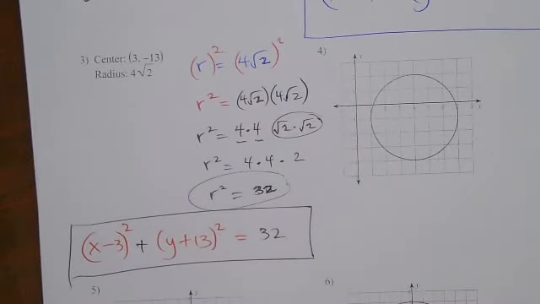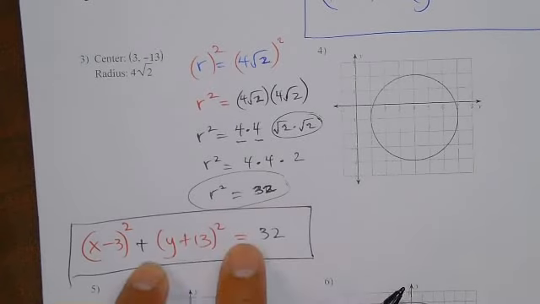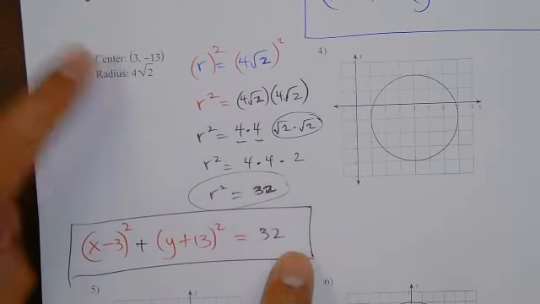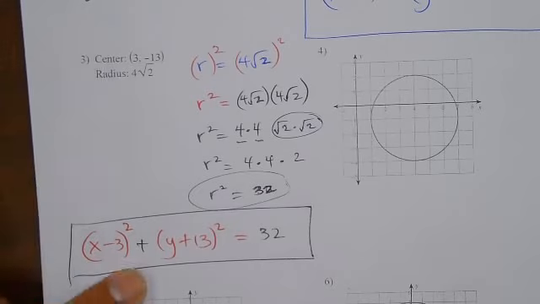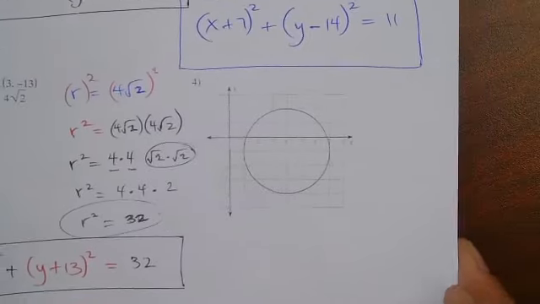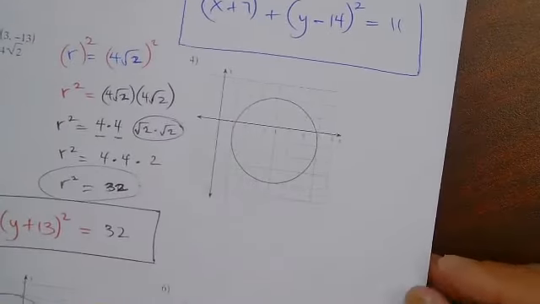Okay, not too much different from yesterday, yeah? Yesterday they gave you the equation. Your answers were to give the center and the radius. Today I'm giving you the center and the radius, and I'm telling you, produce the equation. Okay, that's easy? Yeah? Okay, do number 4.